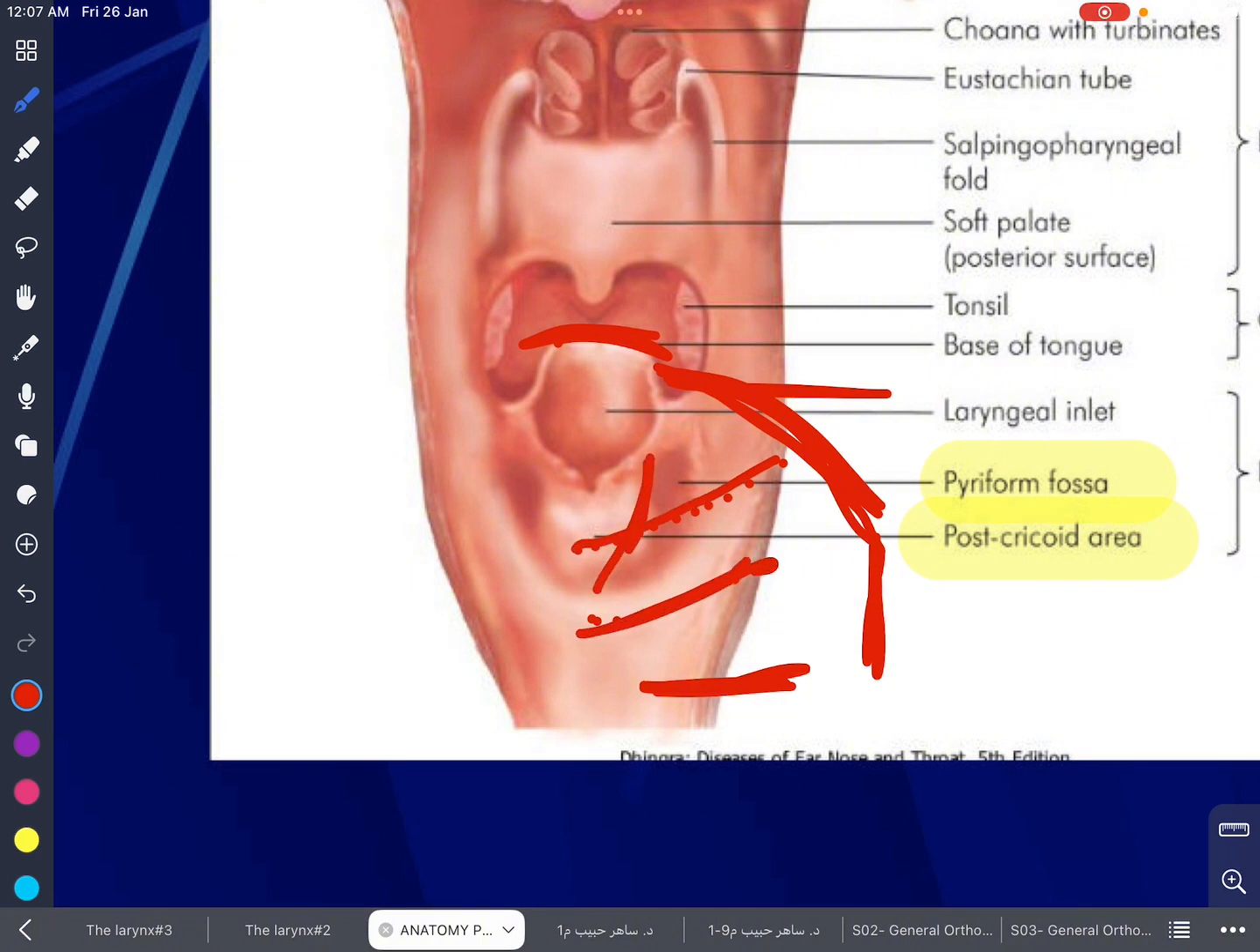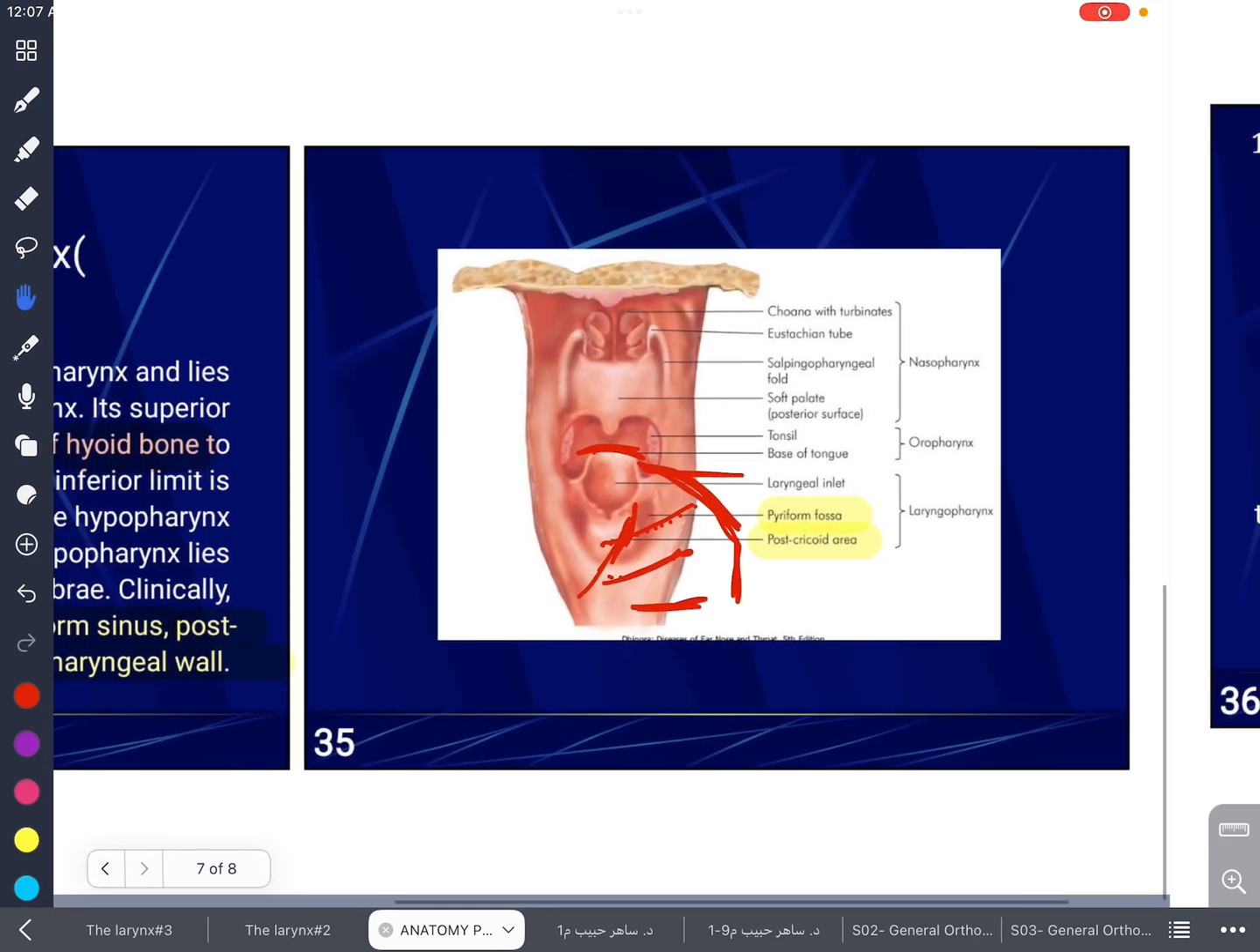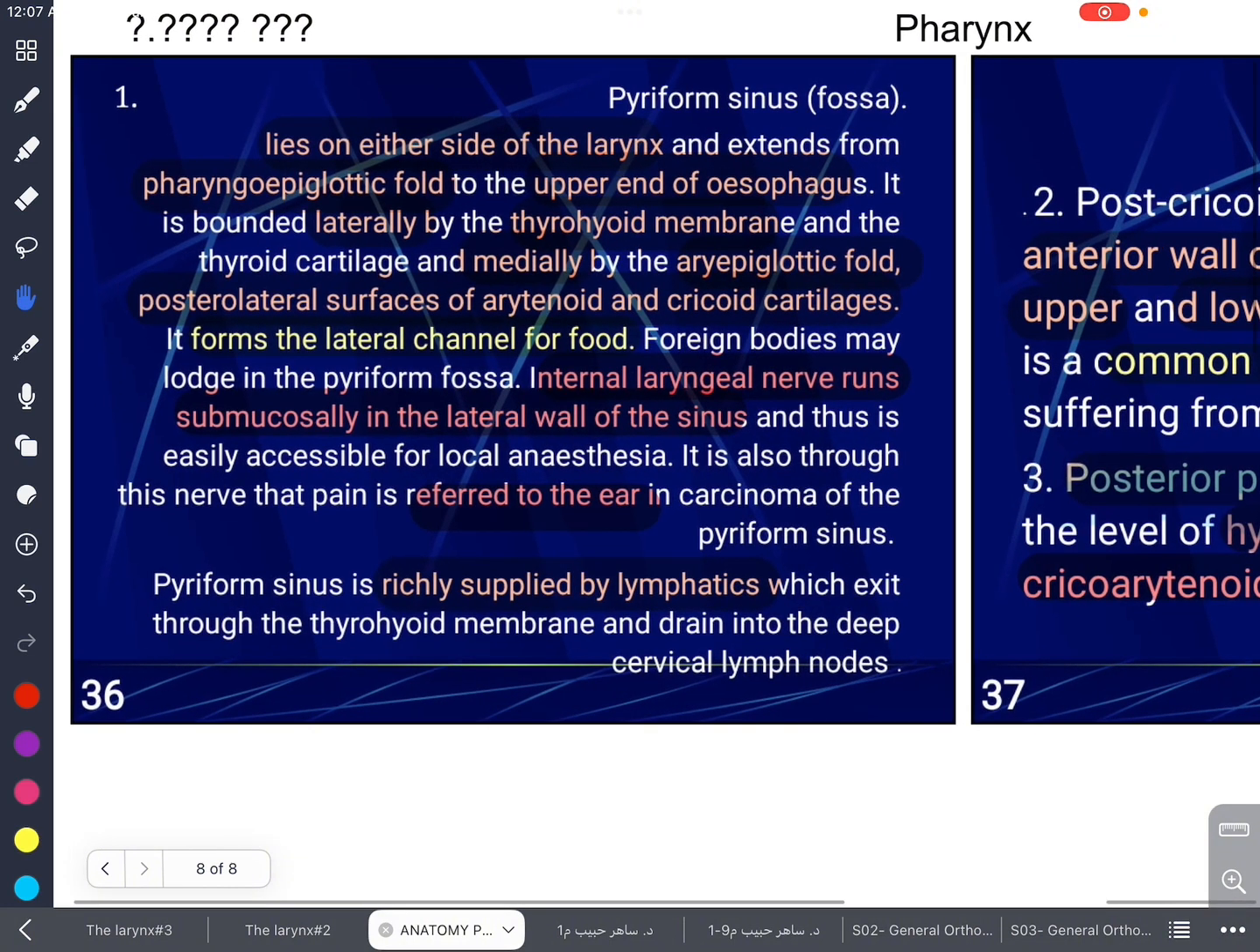Medially, we have the aryepiglottic fold, epiglottic cartilage and cricoid cartilage. These are the boundaries. And the piriform sinus is important because it forms a lateral channel for food, and a foreign body can stick here in this fossa.